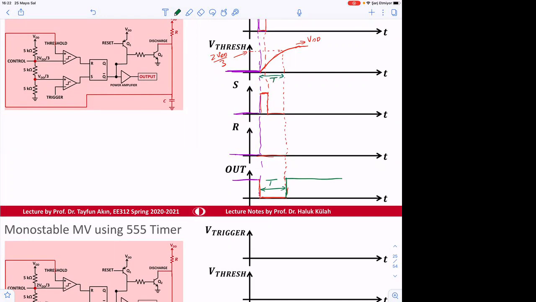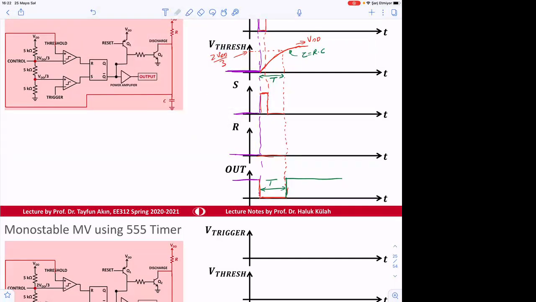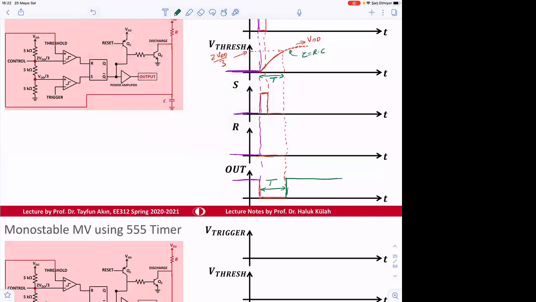For this cycle, we know that the capacitor is charging with a time constant tau, which is equal to R times C. Of course, it will not reach that value. So maybe I should do it like this. The goal is to reach to here, but it will not happen. And so we can find the time period there. How can we find that time period?